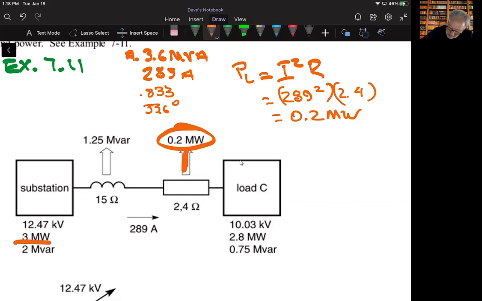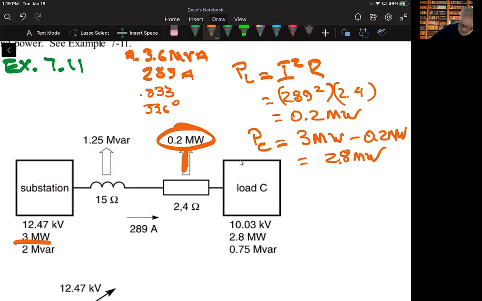back to the initial, what's he called? P sub C. Okay, P sub C for the load C. All right, so I had 3 megawatts, and then in the transmission of this, I lost 0.2 megawatts. And that comes out to be 2.8 megawatts that is absorbed by the load. Okay, pretty straightforward calculation there, and all things that we could definitely determine, right?